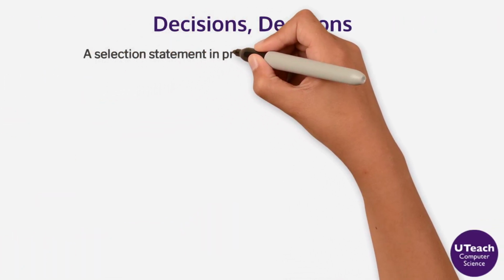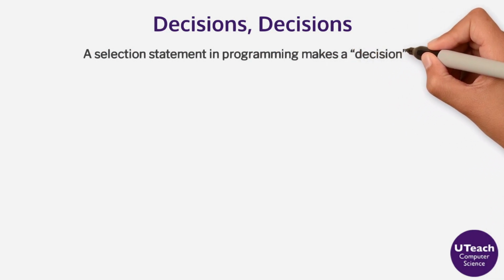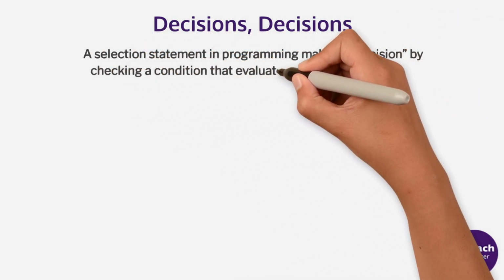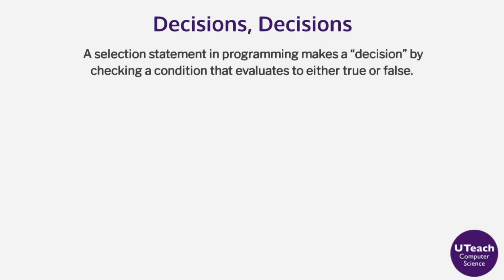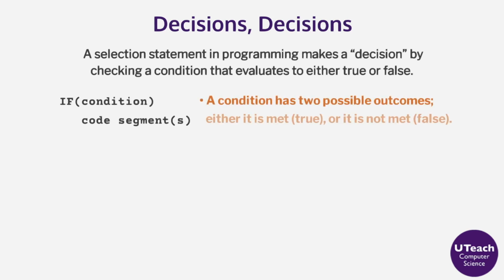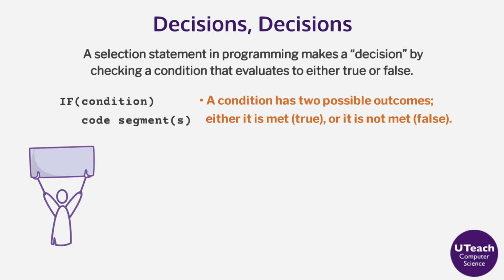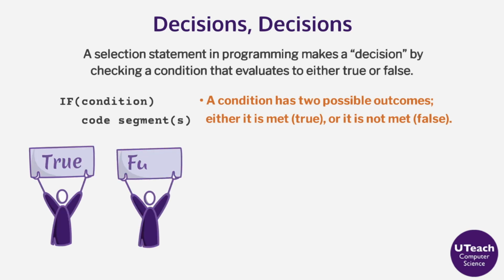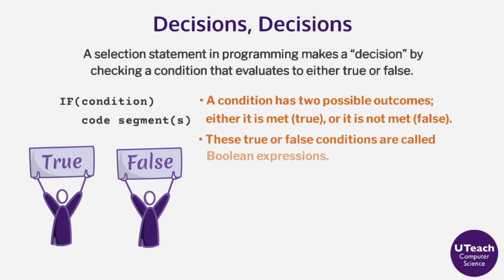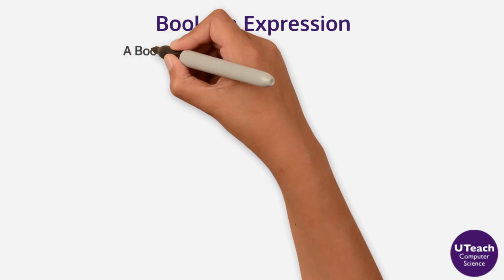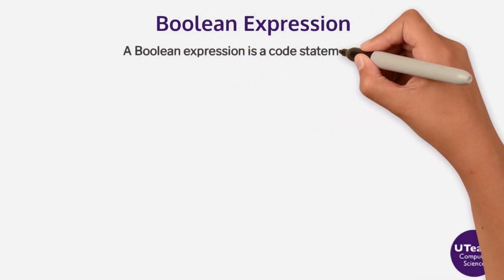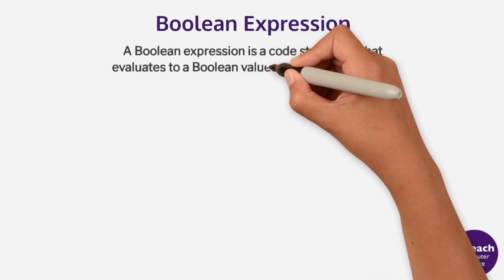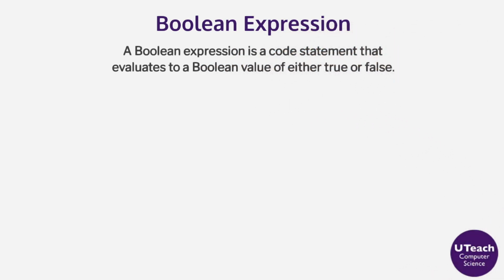A selection statement in programming makes a decision by checking a condition that evaluates to either true or false. This code statement shows a conditional statement in pseudocode. A condition has two possible outcomes. Either it is met, true, or it is not met, false. These true or false conditions are called Boolean expressions. A Boolean expression is a code statement that evaluates to a Boolean value of either true or false.